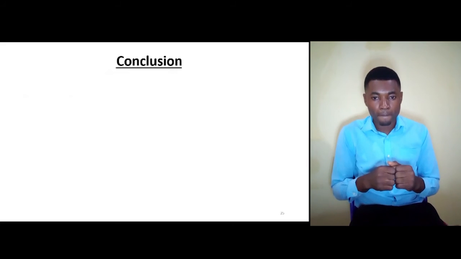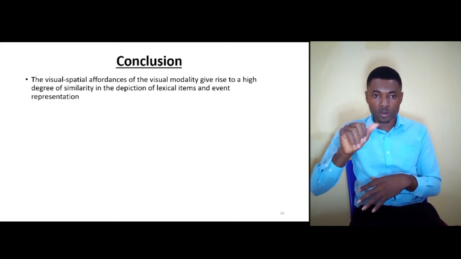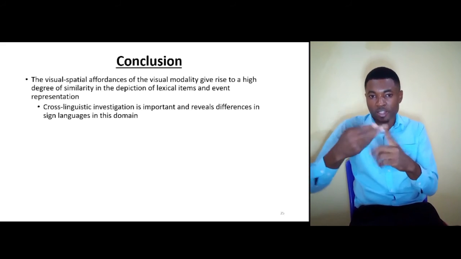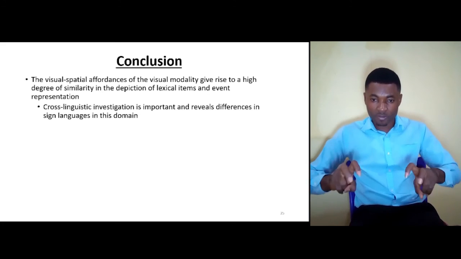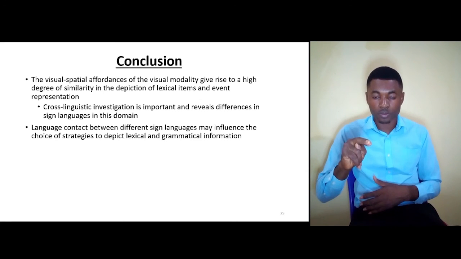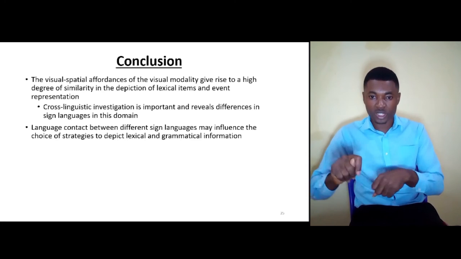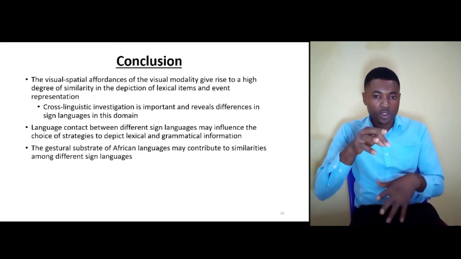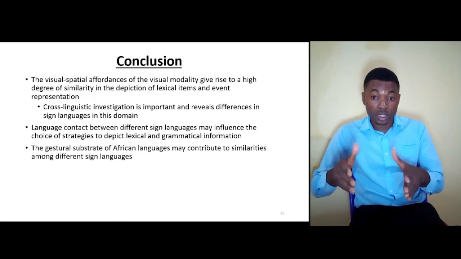In conclusion, the visual spatial affordances of the visual modality gives rise to a high degree of similarity in the depiction of lexical items and iconicity in the grammatical domain. We need cross-linguistic investigation as it reveals the differences between sign languages in this domain. On the other hand, language contact between different sign languages may influence the choice of strategies used to depict lexical and grammatical information. We also identify, looking at the gestures produced by non-signers, that the gestural substrate of African languages may contribute to similarities among different sign languages.